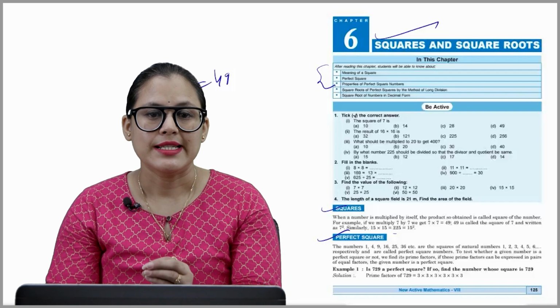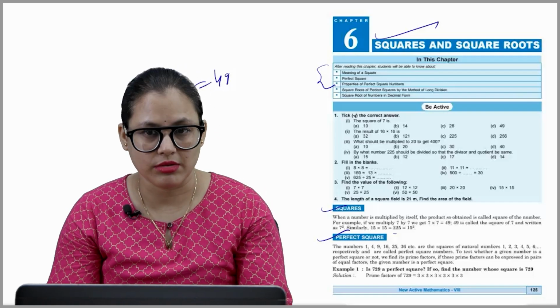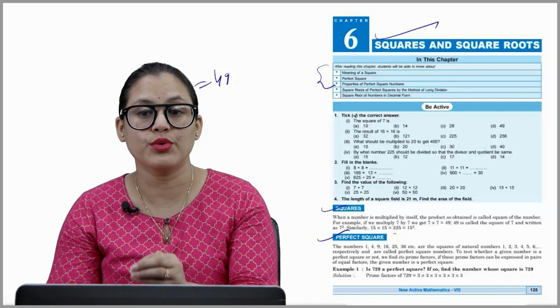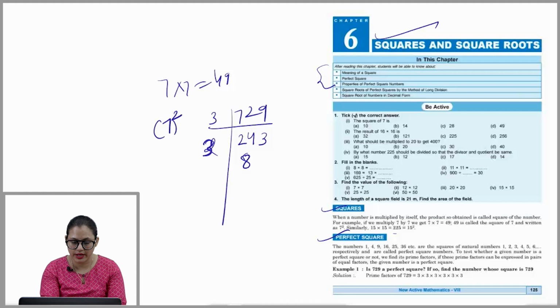For example, 729. We have to find out whether it's a perfect square or not, and if it is, then find out the number whose square is 729. So first we will find out the prime factors of 729. 3 2s are 6, 3 4s are 12, 3 3s are 9, and 2 3s. 81, 3, 27, 3, 9, 3 3s are 9 and 3 1s are 3.